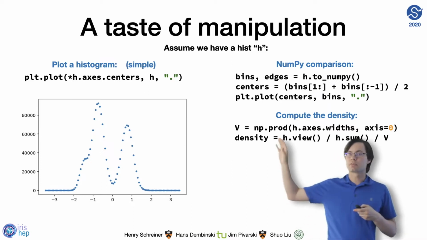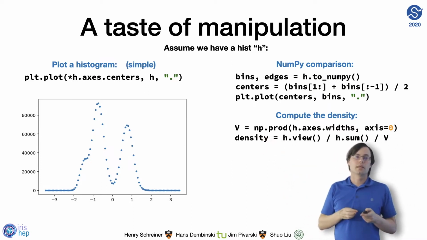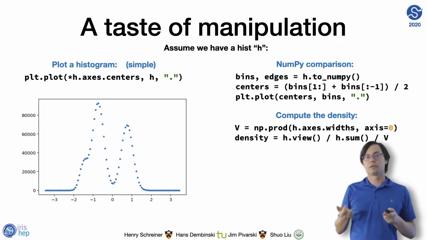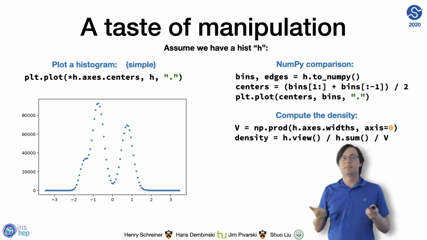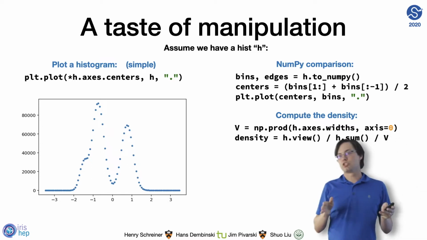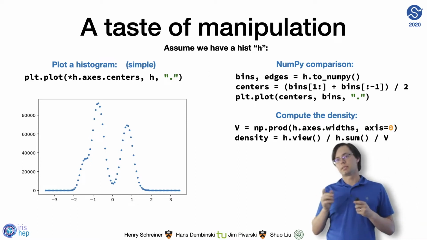Here's an example of computing the density. You can just take a product of the widths. That would give you some sort of an n-dimensional volume, and then you divide each bin by the total of the bins.